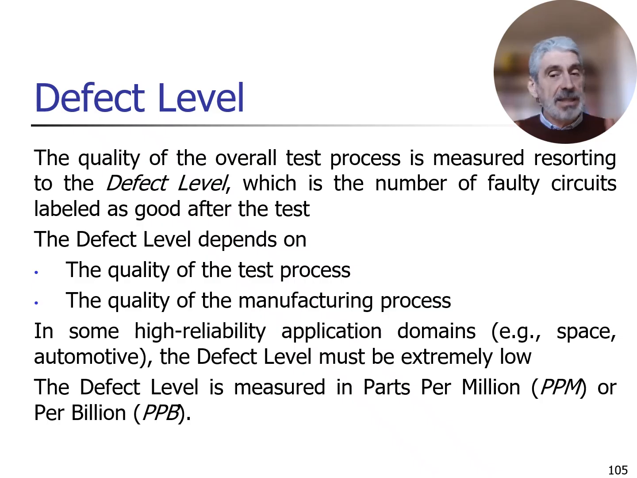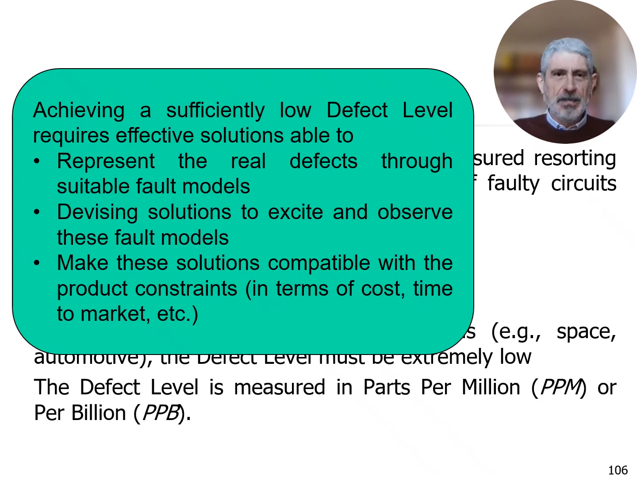Just to give you an idea, the defect level is typically measured in parts per million, meaning that just a few circuits out of 1 million produced and tested are labeled as good while being faulty. In some domains, we also speak about parts per billion, to give you a clear idea of how low the defect level should be.